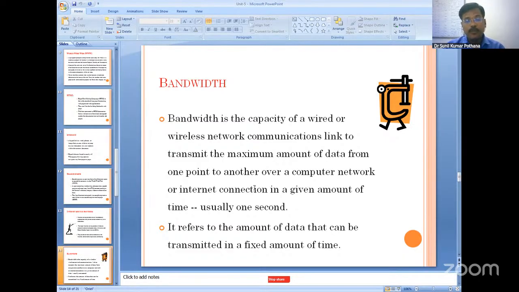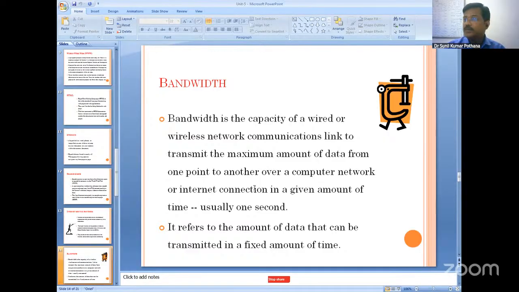We need to know about bandwidth. Bandwidth means the speed of internet access. Bandwidth is the capacity of a wired or wireless network communication link to transmit the maximum amount of data from one point to another over a computer network or internet connection in a given amount of time, usually 1 second.